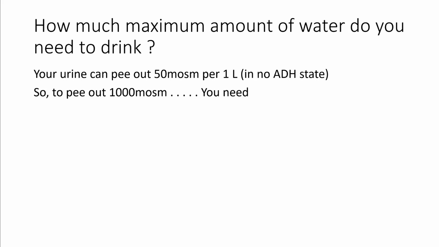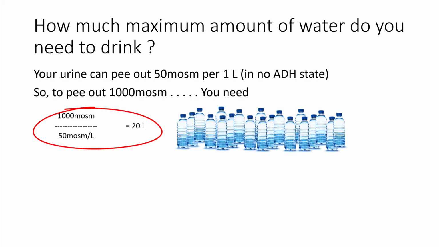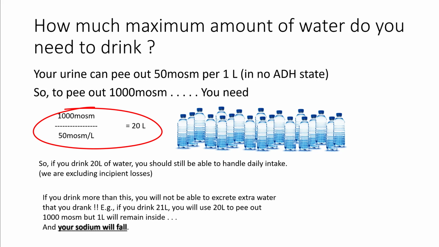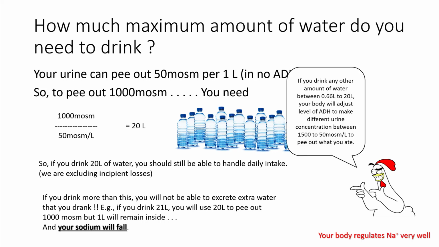So to pee out 1000 milliosmole, you will need 1000 by 50, that's 20 liters of water. So if you drink 20 liters of water, you should be able to handle this daily intake of 1000 milliosmole. But if you drink more than this, for example, if you drink 21 liters, that 20 liters will be used to pee out the 1000 milliosmole, but that extra 1 liter will remain inside you and you won't be able to pee it out. So your sodium will start falling. If you drank any other amount of water between 0.66 liters to 20 liters, your body is going to adjust the level of ADH, which will adjust the urine concentration between 50 to 1500 to pee out what you ate.